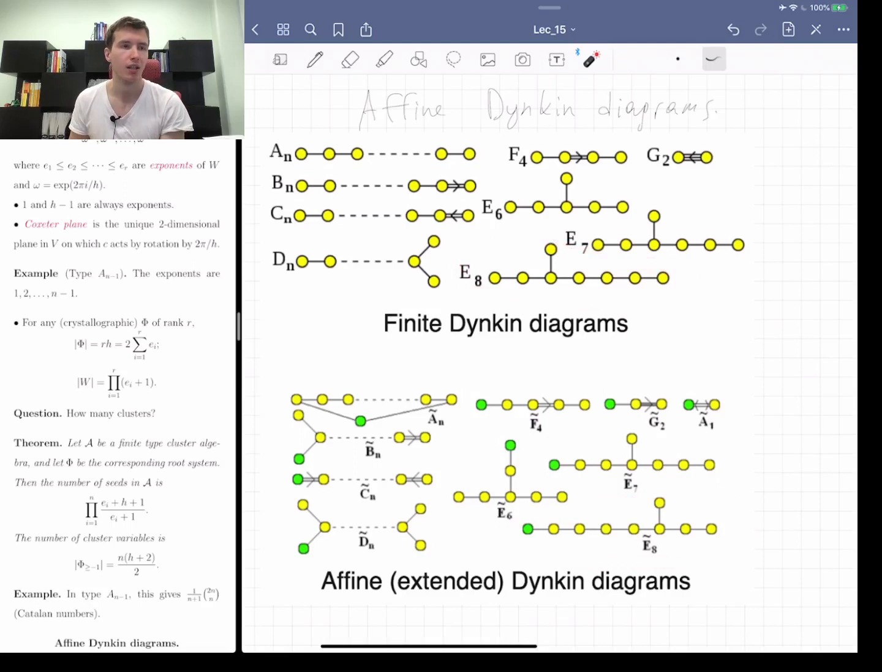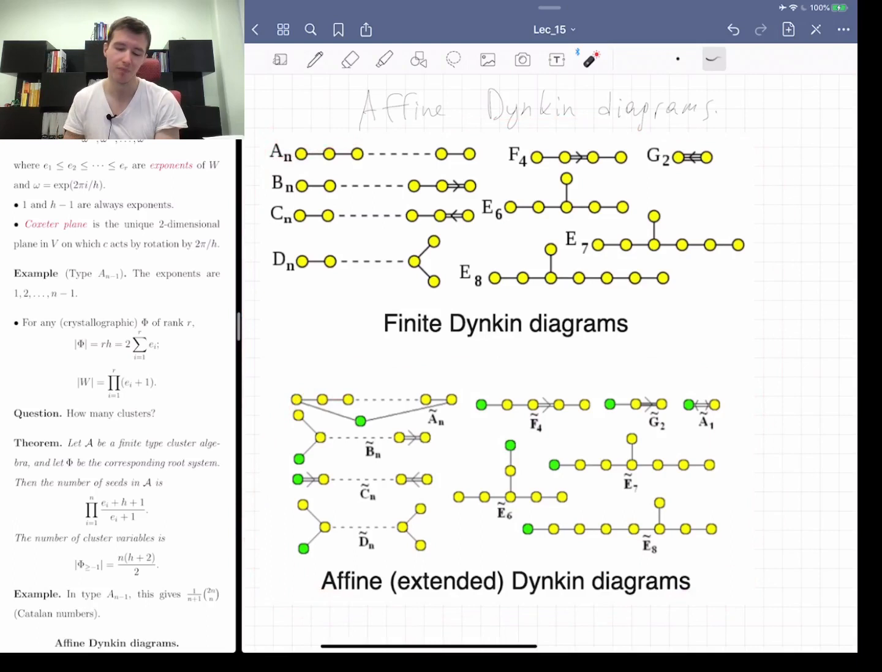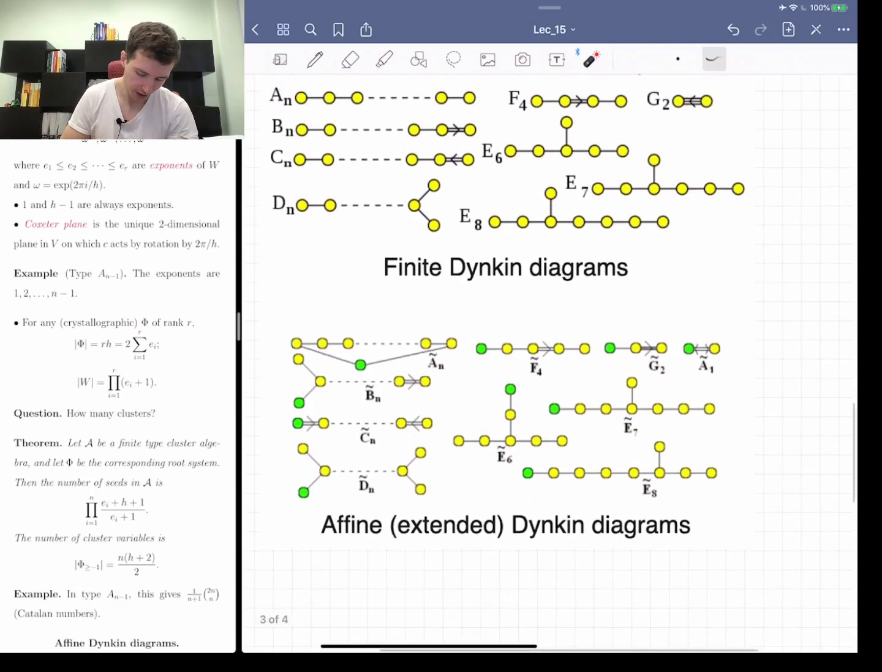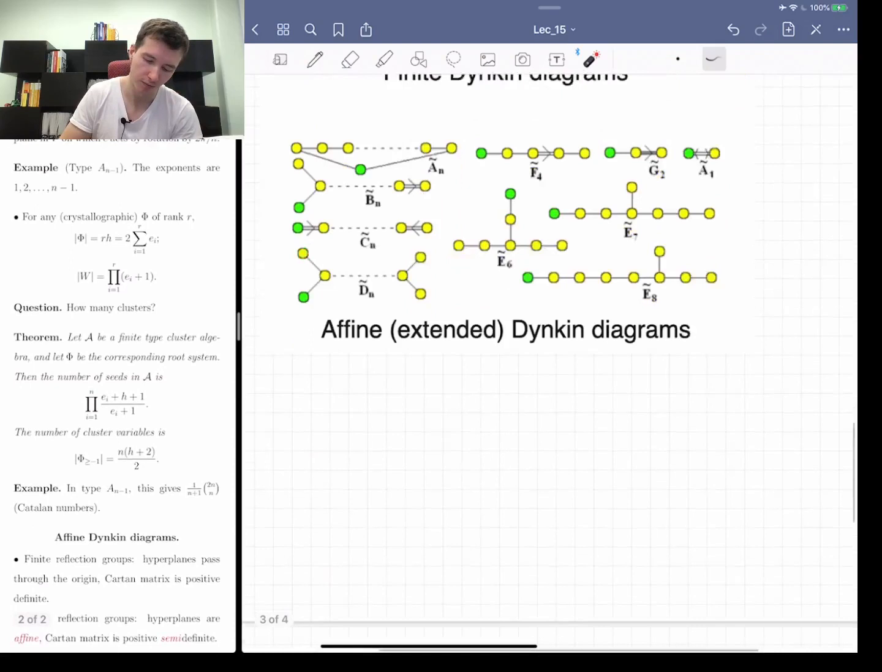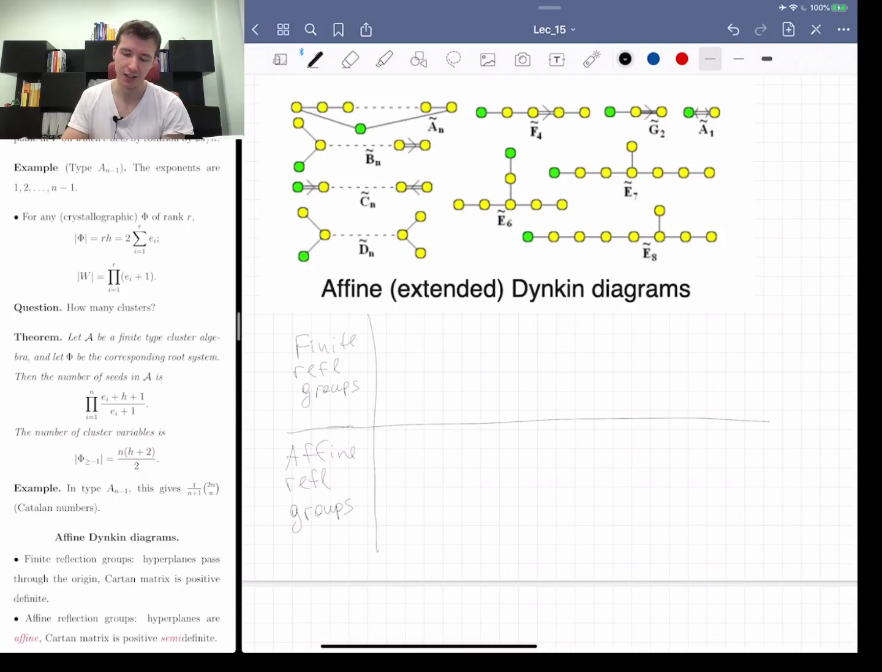Okay, so now let me try. I'm not really a big fan of just giving you affine Dynkin diagrams and saying, memorize this list. I want to explain a little bit where they come from. And the way to do that, that's most accessible, is to just talk about affine reflection groups. So previously we talked about finite reflection groups. But today I want to also talk about what are called affine reflection groups. And for finite reflection groups, I started by asking that all these reflection hyperplanes s_alpha pass through the origin.